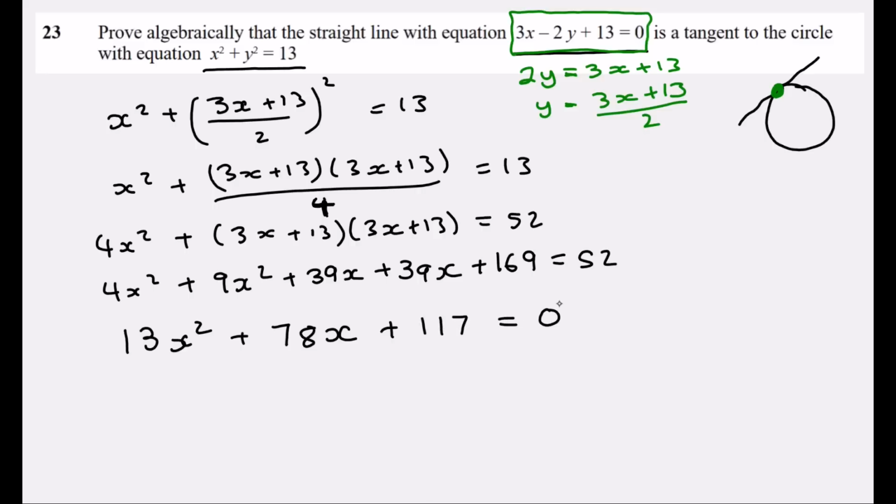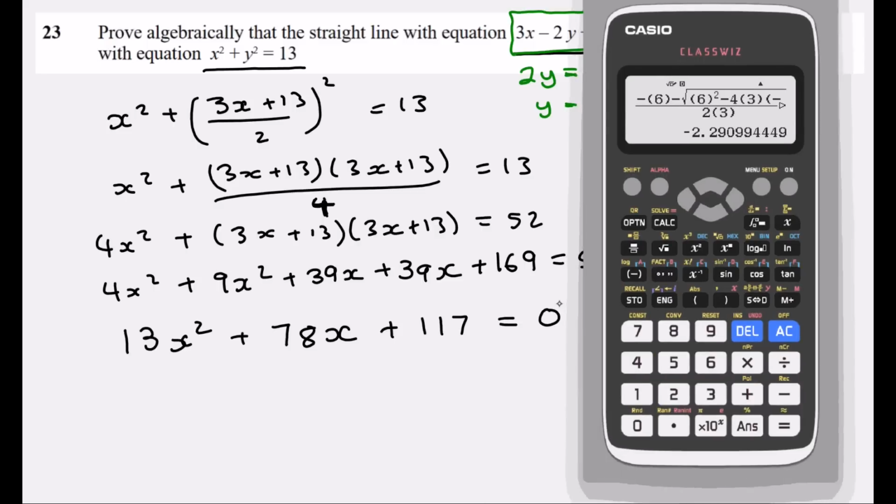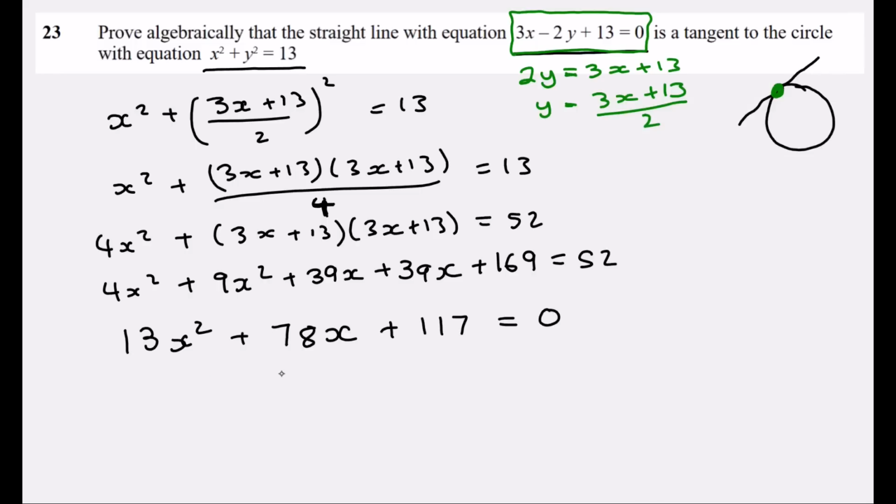So it looks complicated, but we can simplify this. All of these are in the 13 times table. We know they are because we got all these numbers by multiplying by 13 in the first place. So 78 over 13 is 6, and 117 over 13 is 9. If I divide through by 13, I've got x squared plus 6x plus 9 equals 0.